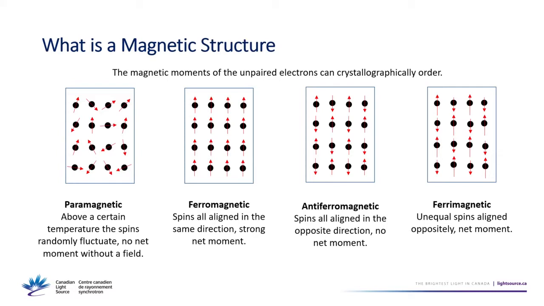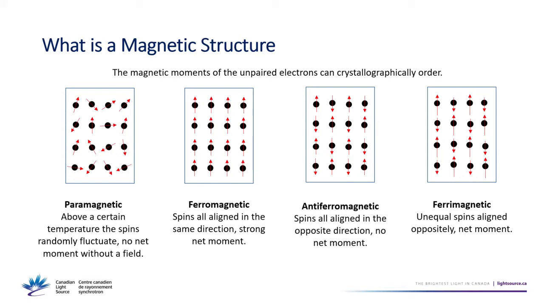So I don't know how many people here are familiar with what I mean when I say a magnetic structure. So I just wanted to briefly explain what that is if you're not someone with a background in this, so you can understand. If you have unpaired electrons, then you have magnetic moments in your crystal. And they can, under certain conditions, crystallographically order.